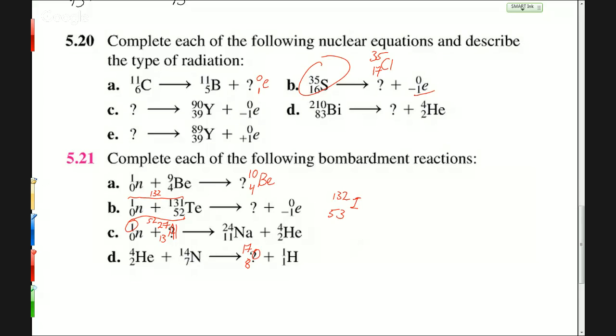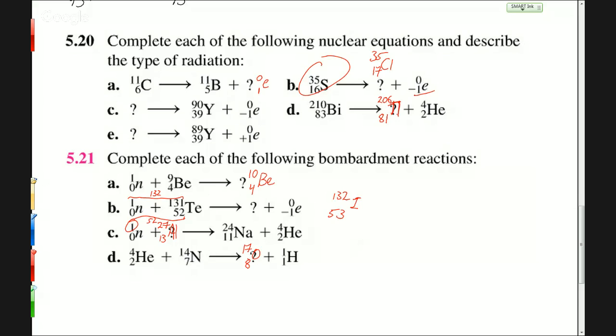How about number D, the first one? Yeah. So that's alpha emission. Right? So both sides need to add up so that we've got 83 on the bottom and 210 on top. So that means what is left over here is going to be 81 and 206. Thallium, Tl.